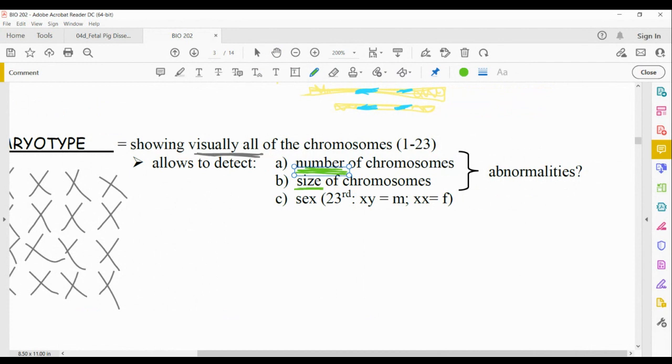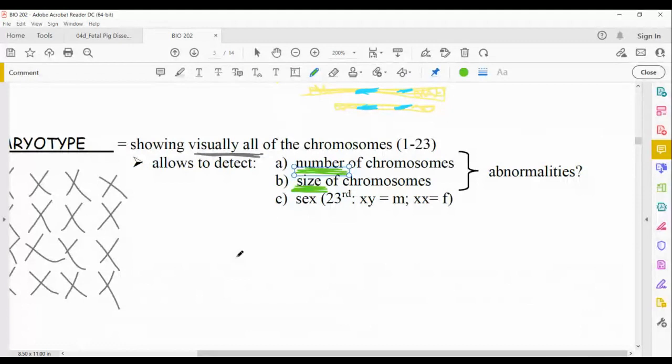We can also look at the size and shape of the chromosome. Does it look normal? Are there parts missing? Are there additional parts within each chromosome? If those would be the case, again, that could be a signal that we can actually predict pretty well what sort of issues we might run into later on.